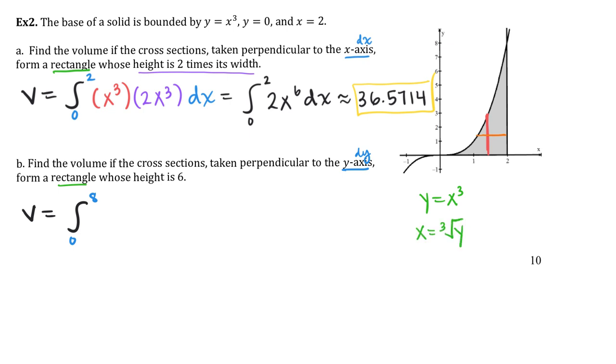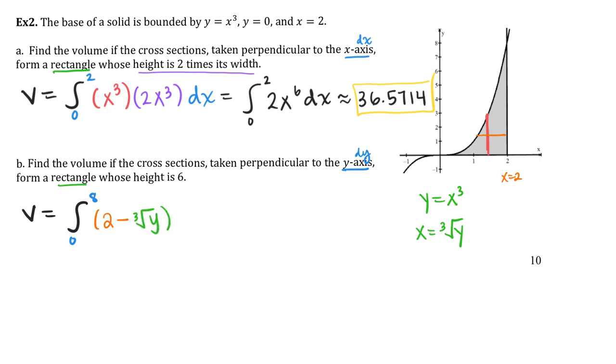Okay, now let me, again, look at this side. So my cross section says I want to do this equation here. What is this equation? That's x equals 2. So I'm going to do 2 minus the curve. The curve is the third root of y. Okay, this is a rectangle.